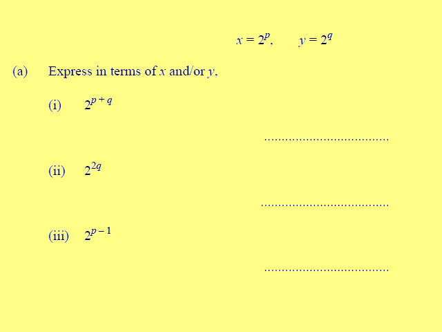Question 20. X is equal to 2 to the power of p and y is equal to 2 to the power of q. Part A. Express in terms of x and or y, 2 to the power of p plus q. Well, we know we add the powers only when we multiply. So that's 2 to the power of p times 2 to the power of q.